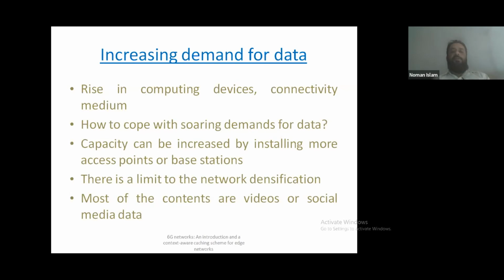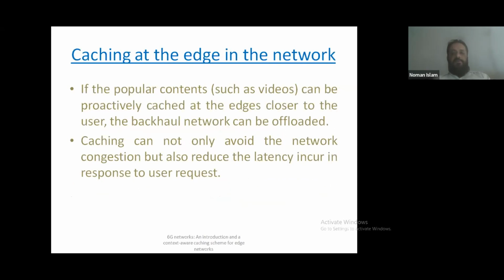In some research, caching has been termed a disruptive technology. It has totally changed the paradigm. So if popular content can be proactively cached at the edges closer to the network, we can avoid the load on the backhaul network. We can avoid the congestion at the core of the network if we cache the popular content at the edge.